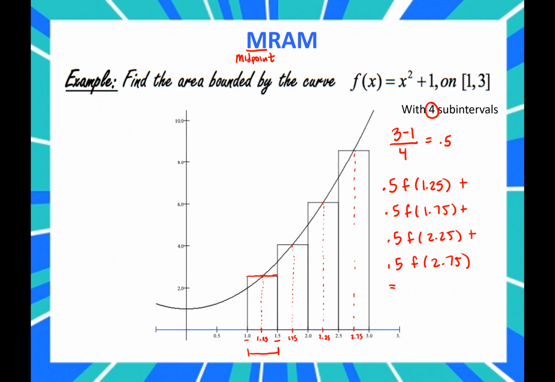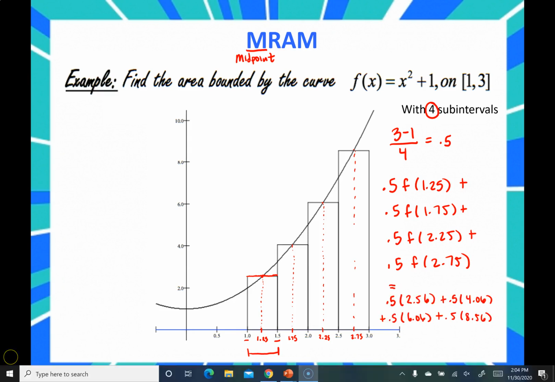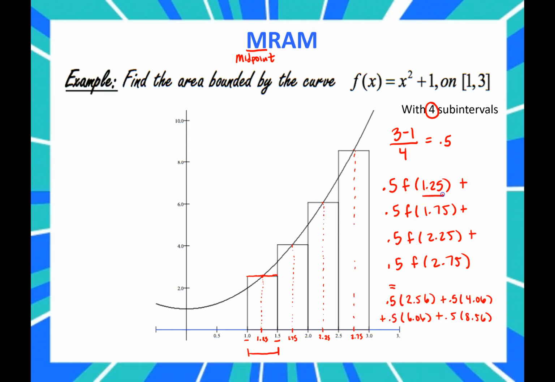So let's go ahead and find that in the calculator. All right, so plugging 1.25 into here, I get the 2.56. Plugging this into x squared, I get this, and so on. All right, and then just plugging that all into my calculator, I get 10.62 units squared. And that would be my estimate of the area under the curve using MRAM.